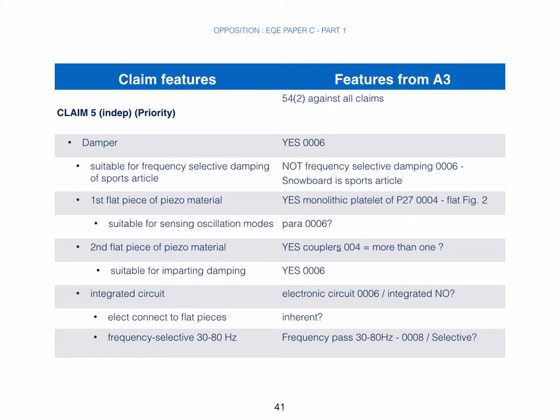Paragraph 6. Is there an integrated circuit? Yes. Electronic circuit integrated, yes. Electronic, yes. Integrated, no, question mark. Electrically connected to flat piece, inherent, question mark. Frequency selective, passage of 30 to 80 hertz. See paragraph 8. Is it selective? So it seems that claim 5 is novel over A3 because of no frequency selective damping, and next we go to claim 6.